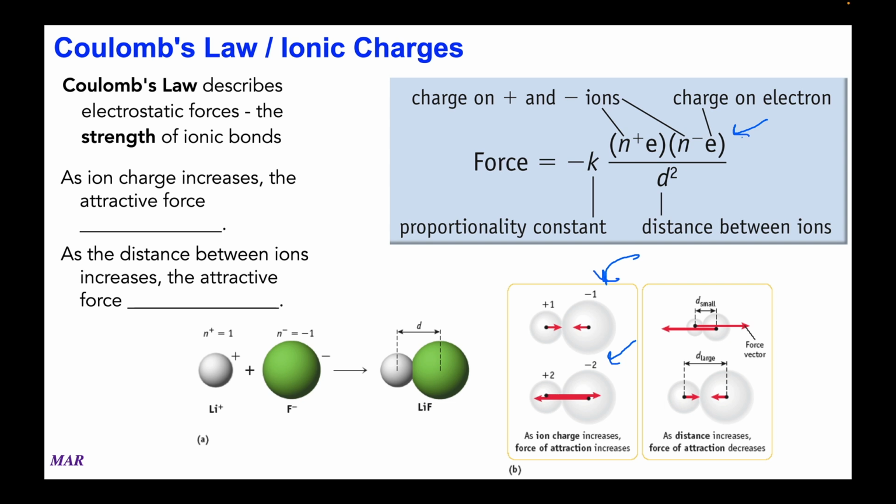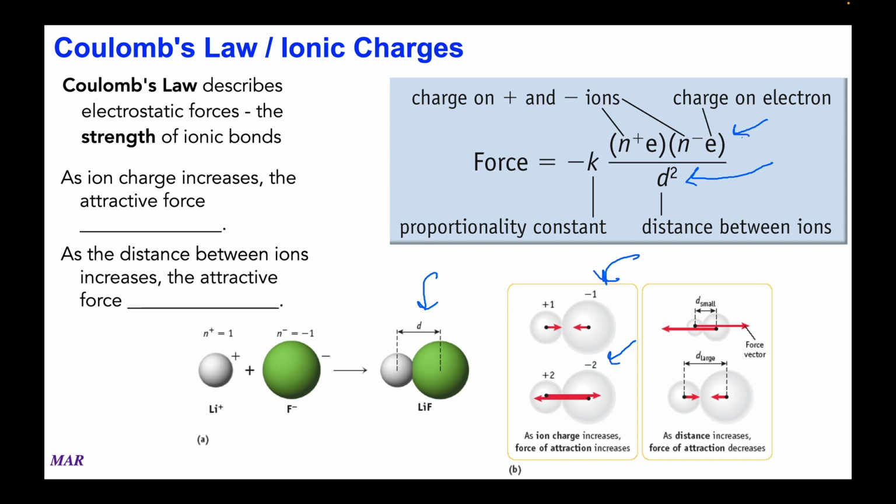But there's another part of Coulomb's law which is important, and that's the denominator, the bottom. It's the distance between ions. In the lithium fluoride example there, the D is literally the distance between the middle of the cation and the middle of the anion. As that distance gets bigger, the force gets smaller. Conversely, if the distance between the ions gets smaller, the force gets bigger.